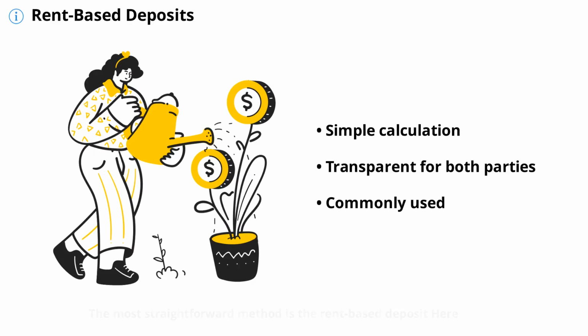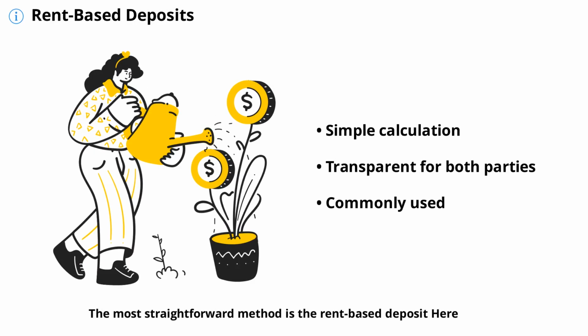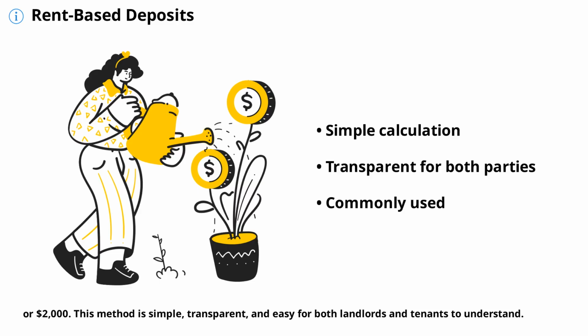The most straightforward method is the rent-based deposit. Here, the security deposit is set as a fixed multiple of the monthly rent, commonly 1 or 2 months. For example, if your rent is $1,000 per month, your deposit might be $1,000 or $2,000. This method is simple, transparent, and easy for both landlords and tenants to understand.